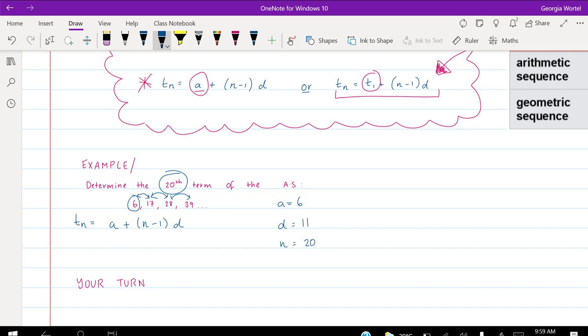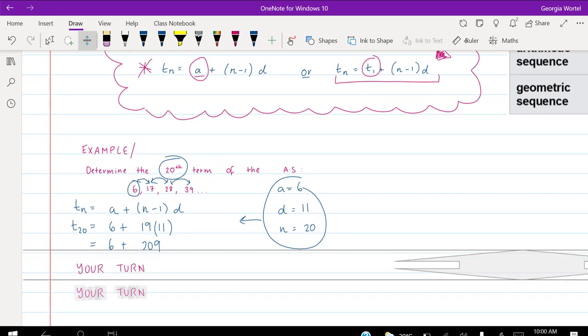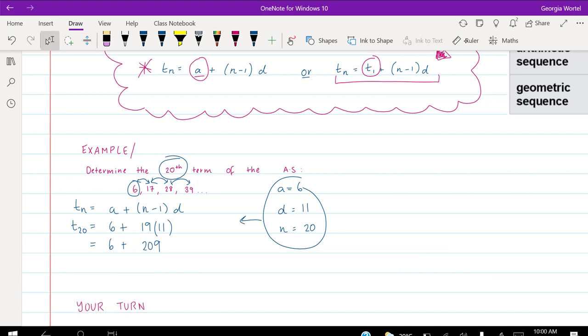All right, let's go and sub all of these things into this equation here. So T of 20, which is what the question asks us to find, is 6 plus N minus 1. So if our N is 20, N minus 1 is 19, lots of 11. So we have 6 plus 209. Oh, I haven't really left enough room, have I? There we go. 6 plus 209 gets you to 215, which would be the 20th term of that arithmetic sequence.